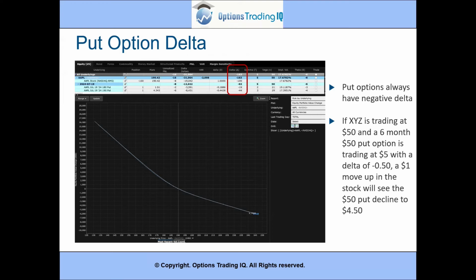So let's look at a couple of other examples here with Apple again. That $180 put, quite far out of the money, has a 18-19 delta. So if Apple goes up by $1, it's going to lose 19 cents. And if Apple goes down by $1, the put option will gain 19 cents. Similar with the 190 put, it's close to the money. It's got a 44 delta. If Apple goes down by $1, it's going to gain 44 cents, the price of that option.